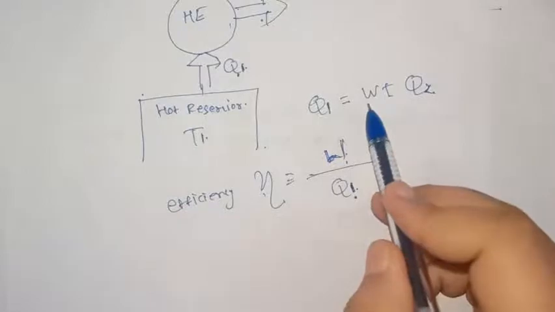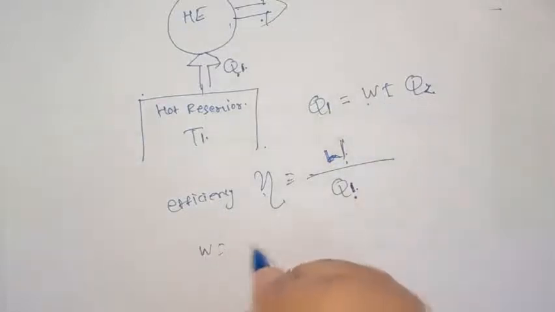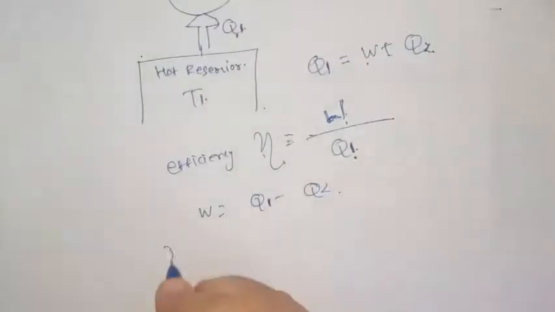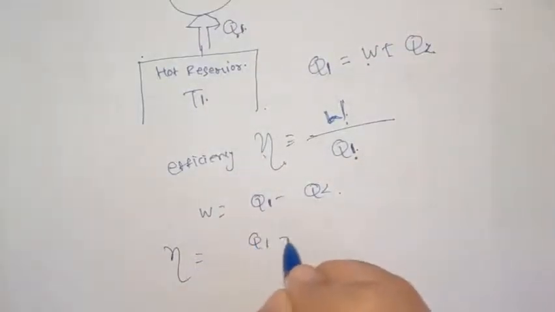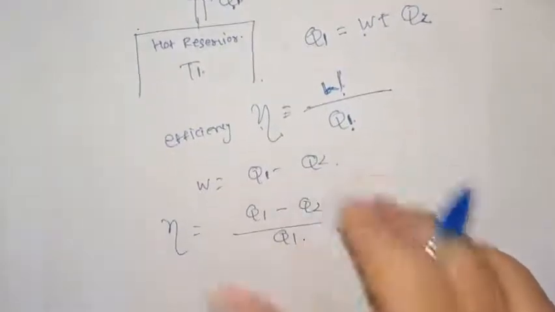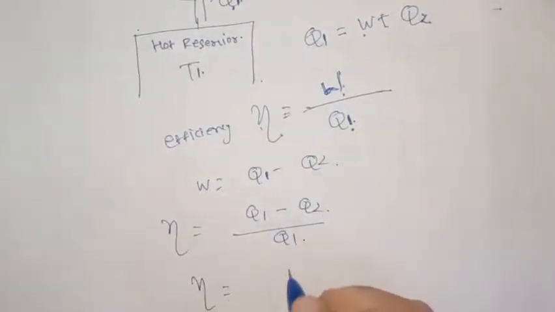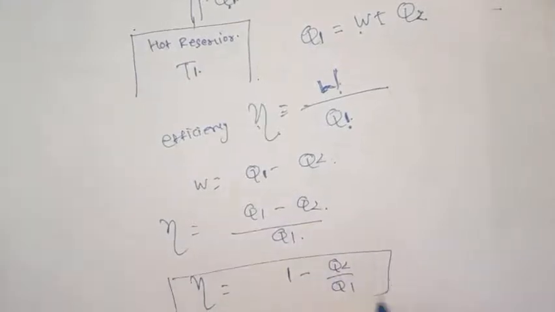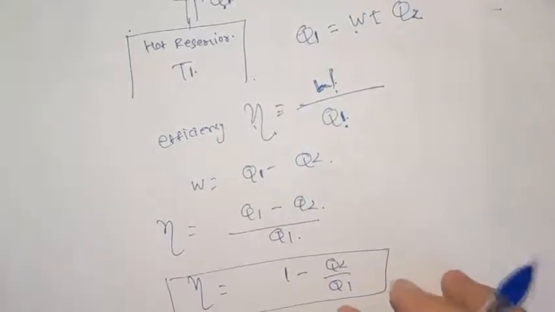But from this we can write work done is equal to Q1 minus Q2. So the efficiency will be (Q1 minus Q2) divided by Q1. So the efficiency is given by 1 minus Q2 by Q1. This will be the efficiency of the heat engine.